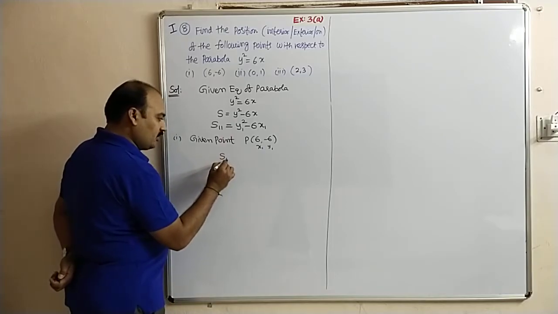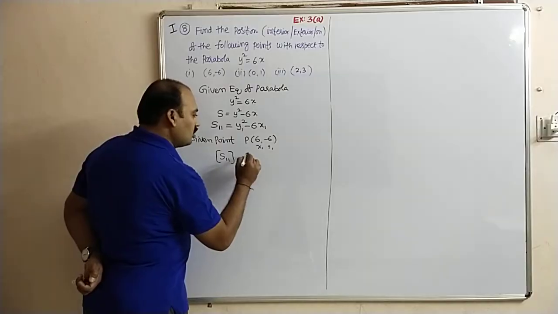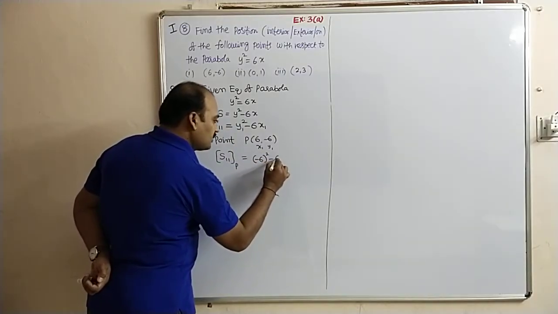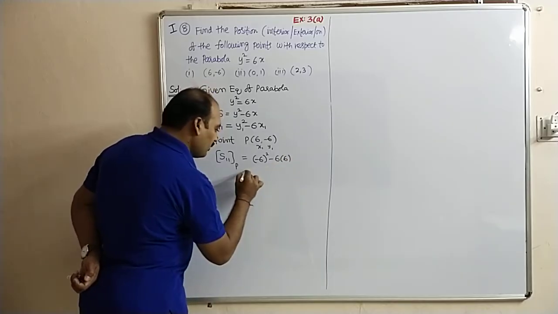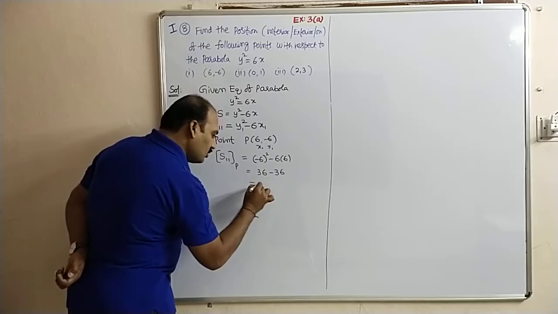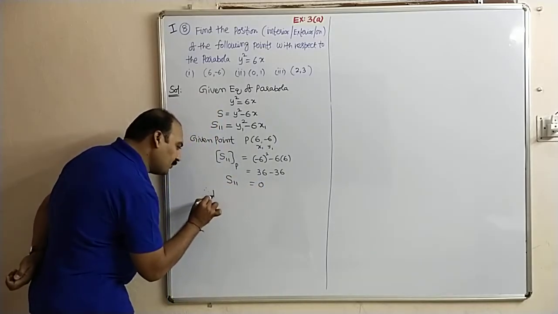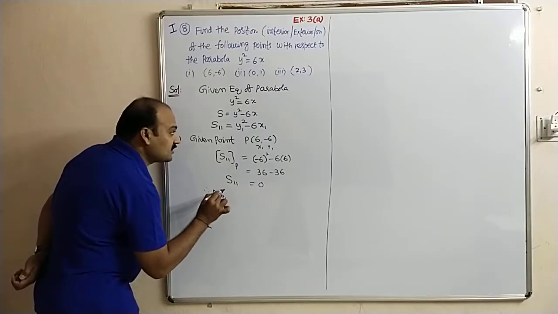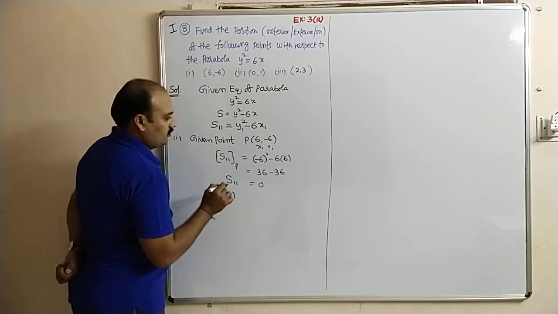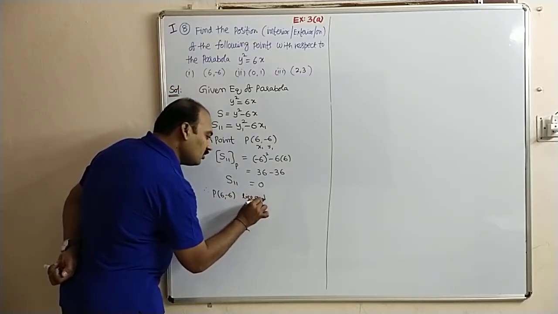So S11 you can calculate at the point P, which is equal to y1 square minus 6x1, so (-6) whole square minus 6 into 6, which is equal to 36 minus 36, which is equal to 0. Whenever S11 is equal to 0, the point P (6, -6) lies on the parabola.